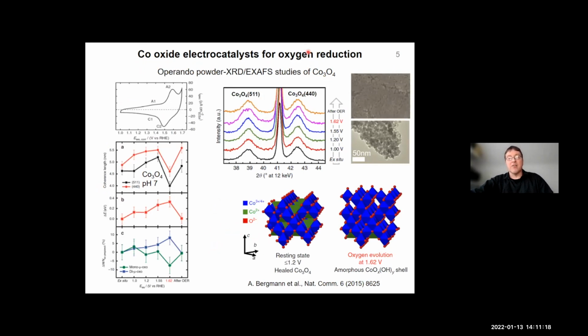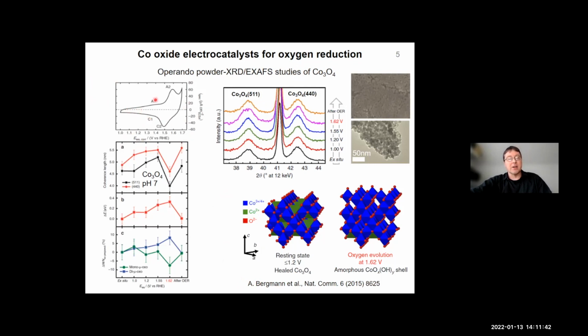This is a very popular material. There are hundreds of publications on oxygen reaction on this material. And here you see a very interesting study by Arno Bergmann from the group of Peter Strasser in Berlin. They did studies with powder X-ray diffraction and X-cells. And here you see some of the data.